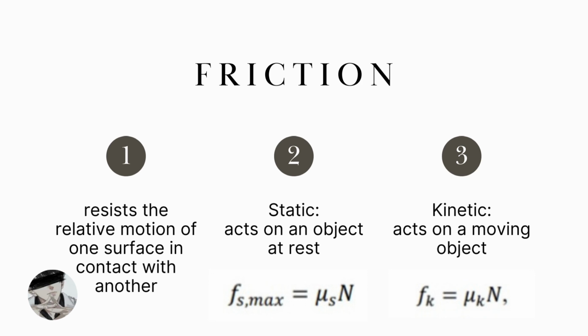The maximum value of static frictional force is given by Fs max equals mu s N, where mu s is the coefficient of static friction and N is the normal force. The coefficient of static friction is a dimensionless constant that depends on the object and the surface it is lying upon. So moving on, we have kinetic friction, which is the friction that acts on a moving object, and the kinetic frictional force is given by Fk equals mu k N, where mu k is the coefficient of kinetic friction and N is the normal force.